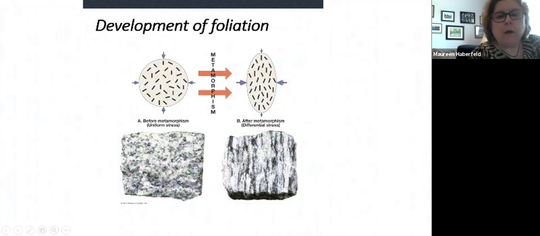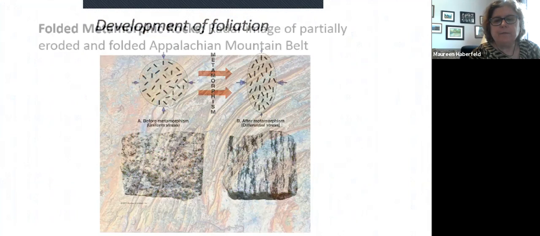So this is an example of foliation. This is a granite, a black and white granite, which is an igneous rock. If it undergoes high-grade metamorphism, where you get a lot of heat and pressure, the pressure will cause the minerals, which are just randomly dispersed here, to line up in parallel alignment. And so that's what foliation is. It looks kind of like black and white stripes.